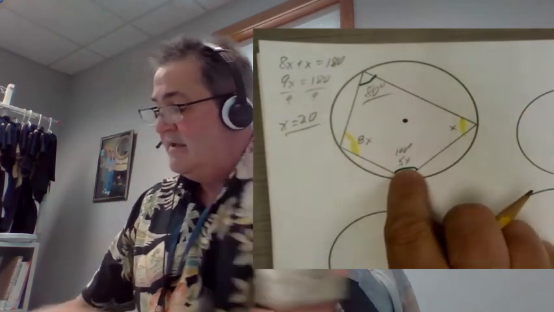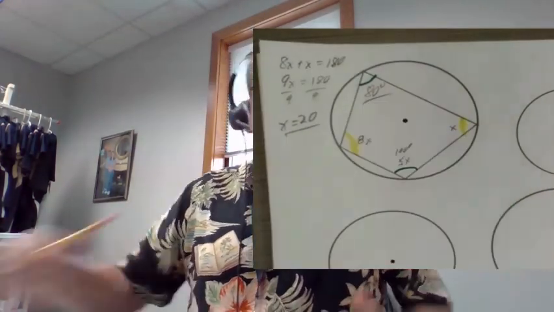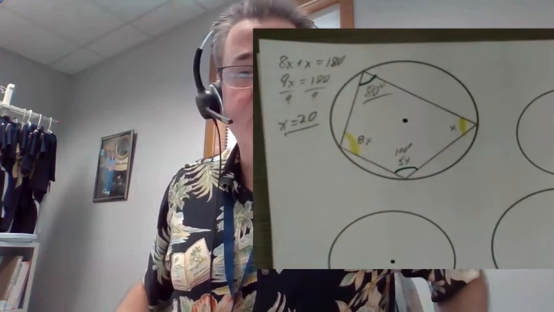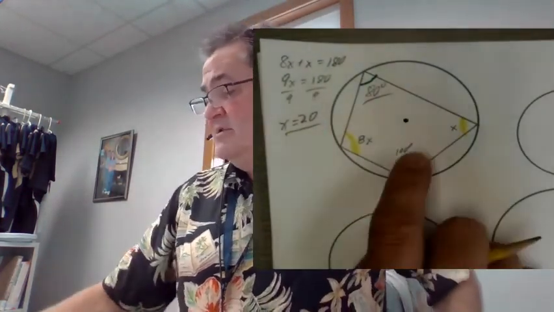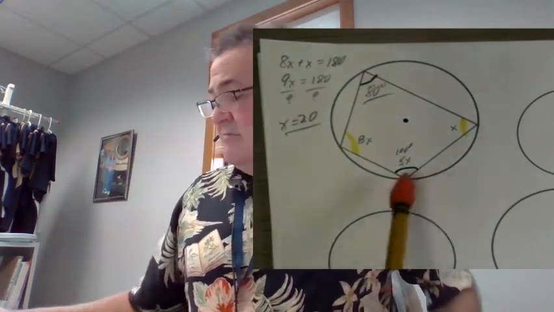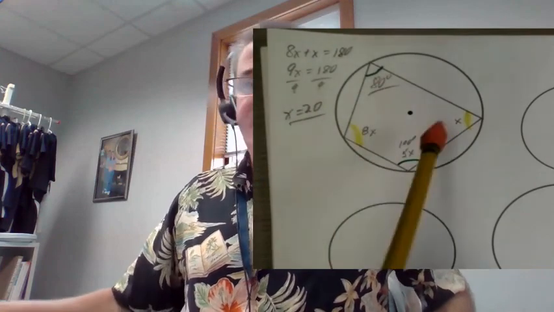If that's 100 degrees, then this must be 80 because they have to add up to 180 in an inscribed quadrilateral in a circle. So there's a question like that where you're going to have to figure out the measure of one of those angles, and they'll just give you information like this, where they'll just give you an 8x and an x, or whatever they give you. And you'll have to know that adding those together is 180.